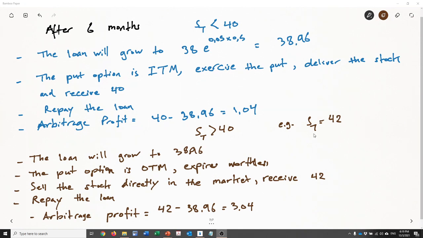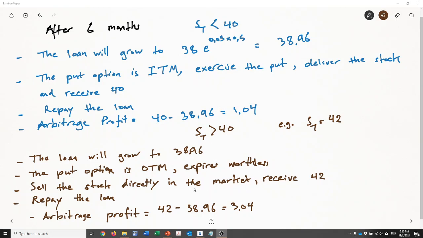Let's look at the second scenario in which ST is greater than 40. So let's take, for example, ST is equal to 42. Again, the loan will grow to 38.96. That will not change. The put option will be out of the money. Since the spot price is higher than the strike price, it doesn't make any sense to exercise the put option. So it will expire worthless.